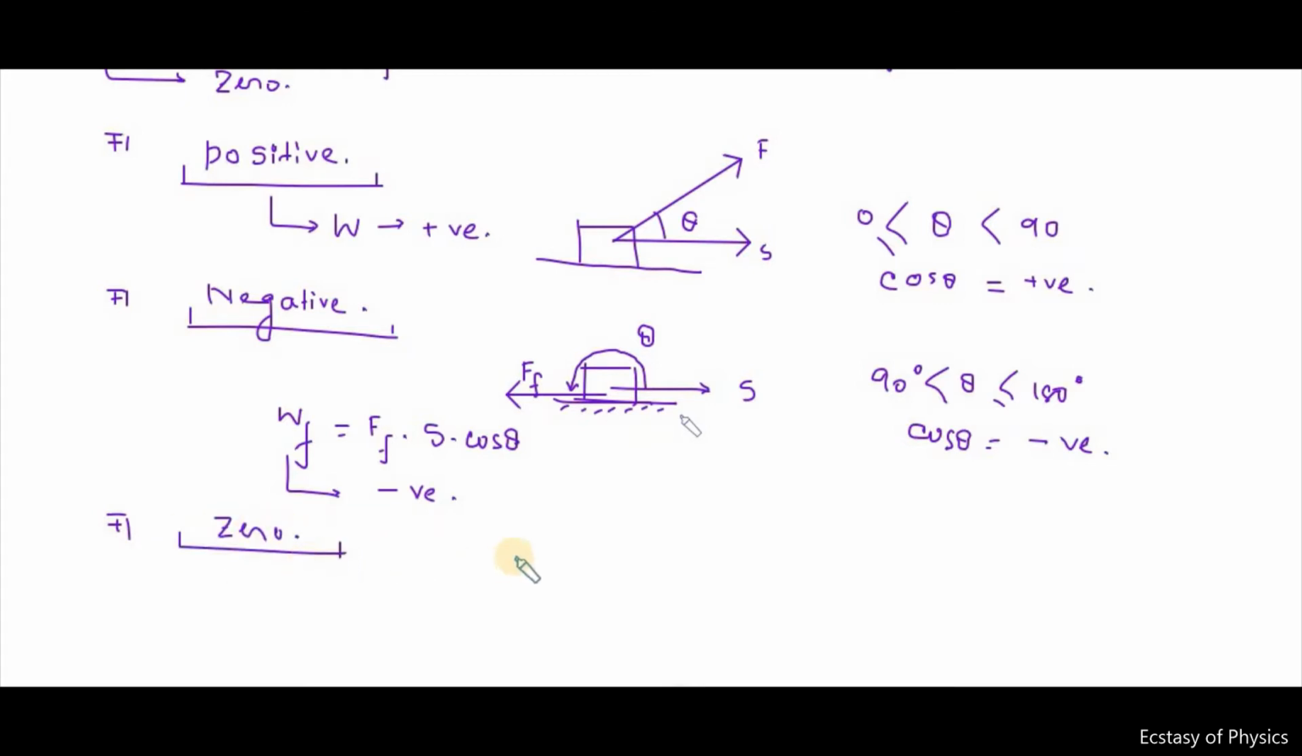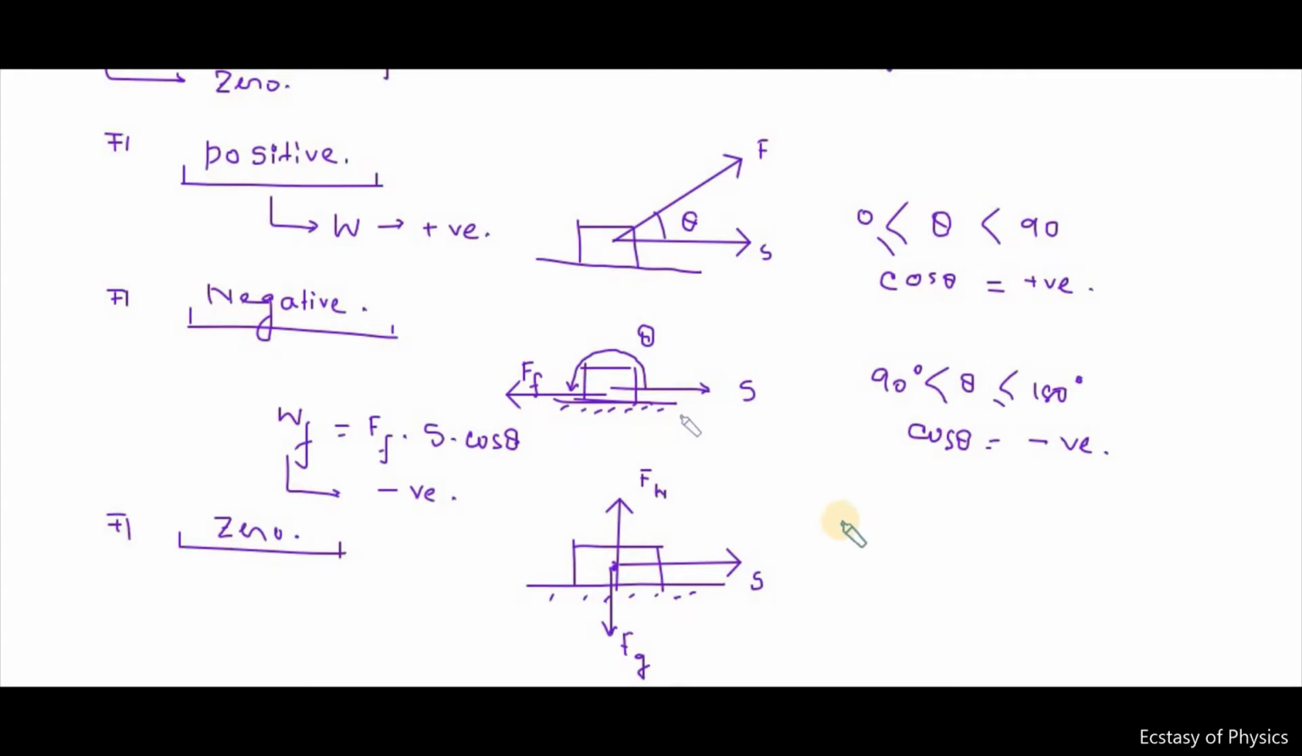To define zero work done, let's say one object is placed on the ground. The gravitational force is exerted on the object in the downward direction, and the surface offers the normal reaction force Fn on the object. Let's say that due to the applied force, the object gets displaced along the horizontal direction.